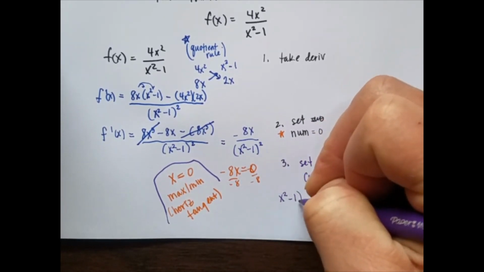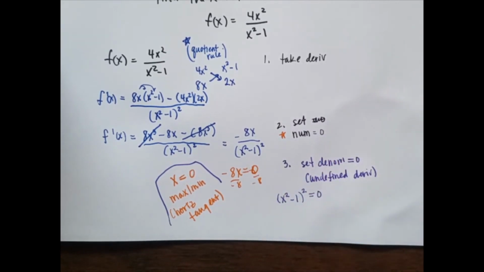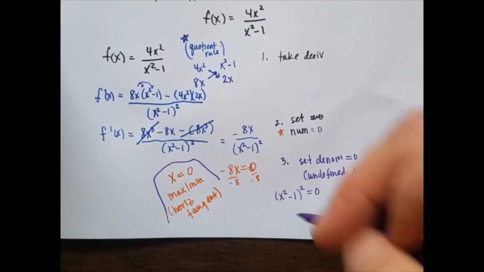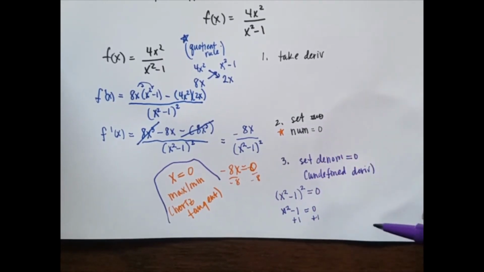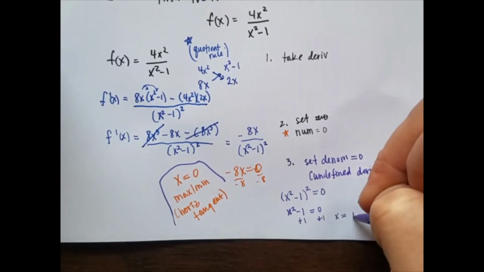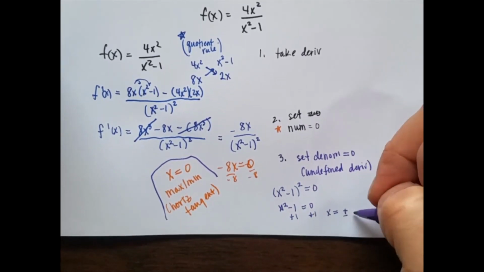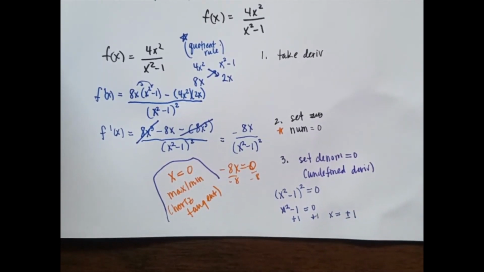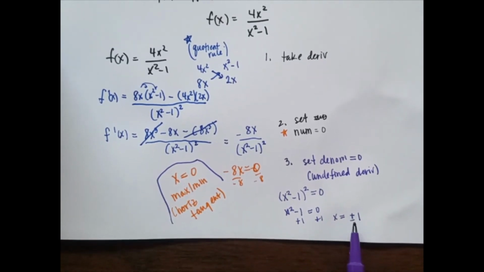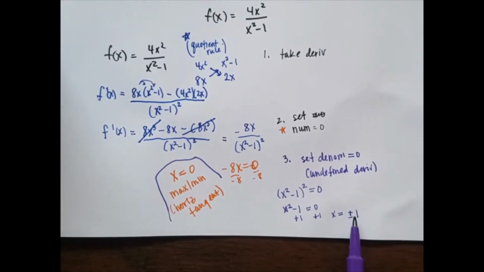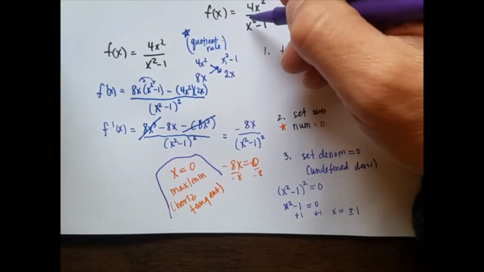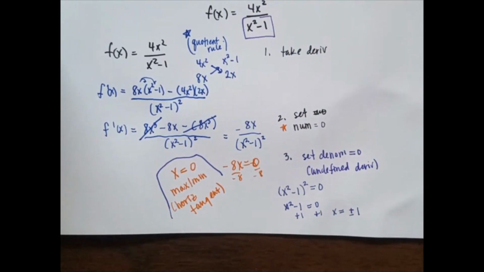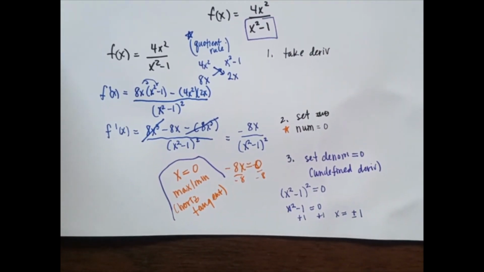X squared minus 1 squared equals 0, and in this case we really just have to set the inside of the parentheses equal to 0, because 0 squared is going to be 0. So if I add 1 and then take the square root, I get x equals plus or minus, let's see, what's the square root of 1? Just 1. So these would be more critical points, but here's the exception to this rule. It would also be undefined in our original equation here. So if it's undefined in the original equation, it doesn't count as a critical point.